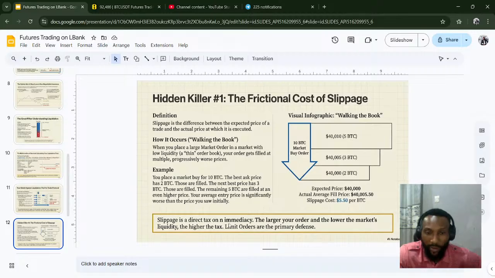Slippage is the direct tax, and the larger your order, the lower the market's liquidity and the higher the tax. Limit orders are the primary defense. This is why a lot of people go with limit orders. You know. So yeah.